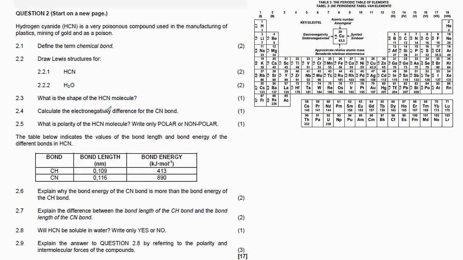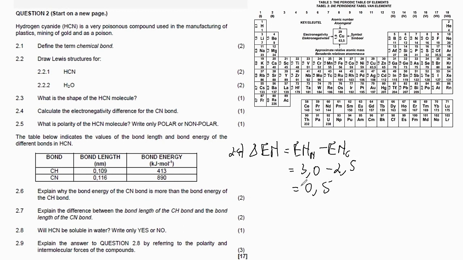Now, 2.4 says calculate the electronegativity difference for the CN bond. So electronegativity difference, 2.4, change in EN. So remember, we have to take the bigger value minus the smaller value. So looking at our carbon and our nitrogen, we can see nitrogen is at 3.0, but carbon is only 2.5. So we must say the EN of the nitrogen minus the EN of the carbon, right? And then there we go, we have 3.0 minus 2.5, which will give us 0.5. Now, if they wanted us to comment on this one, we would say this is a weak polar covalent bond. But we were not asked to comment on that.